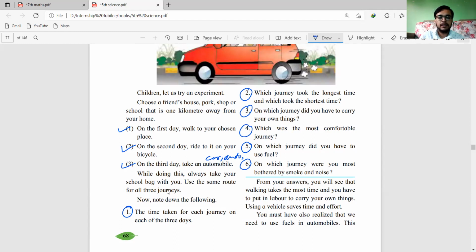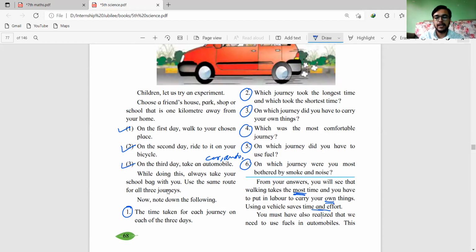Okay. Now, from your answer, you will see that walking takes the most time, right? And you have to put in labor to carry your own things, right? By walking, you have to carry your own things. Using a bicycle saves time and effort, right? While traveling on bicycle, you can put your bag on carrier, right? And it saves time. It takes minimum time to cover a distance.